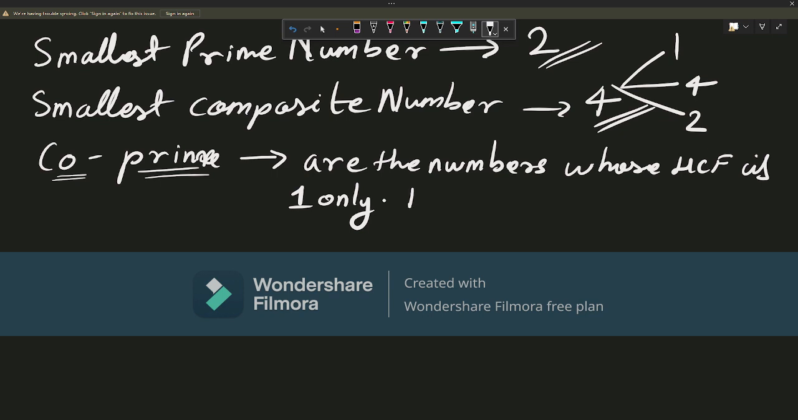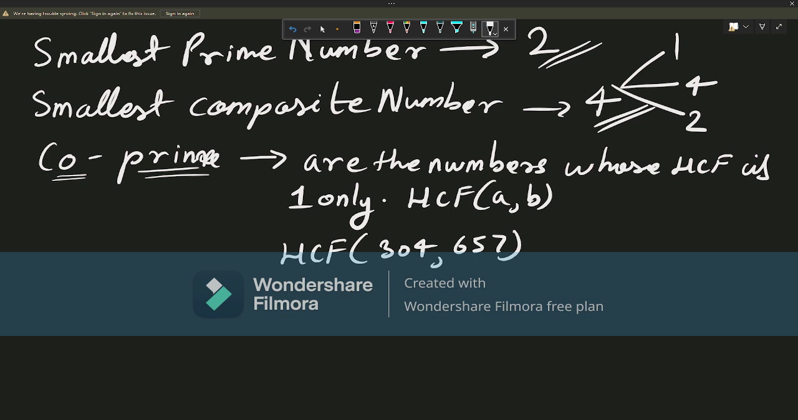Now there's another way to write HCF: HCF of A comma B. If you have noticed this in NCERT exercise 1.1, question number 4, there they have given HCF of 304 and 657 is equal to 9, and its LCM is 304 and 657. Now I don't remember the exact numbers, we can cross check in the NCERT book.